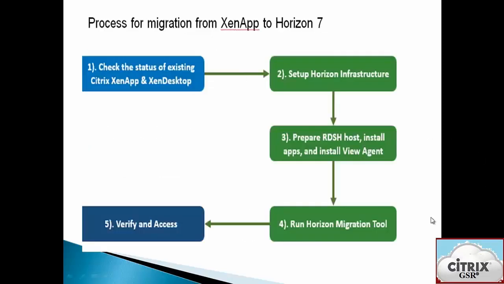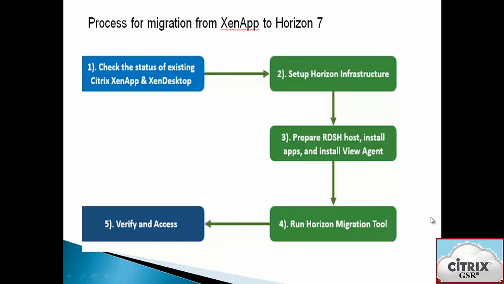So this is the process for the migration. First we need to check all the prerequisite details on the existing Citrix XenApp site, and based on that we can set up the Horizon infrastructure. Here we can use the existing Citrix VDA in the Horizon infrastructure, or else you can create a new machine. You can install all the requested applications and then install the View Agent. That is our wish.